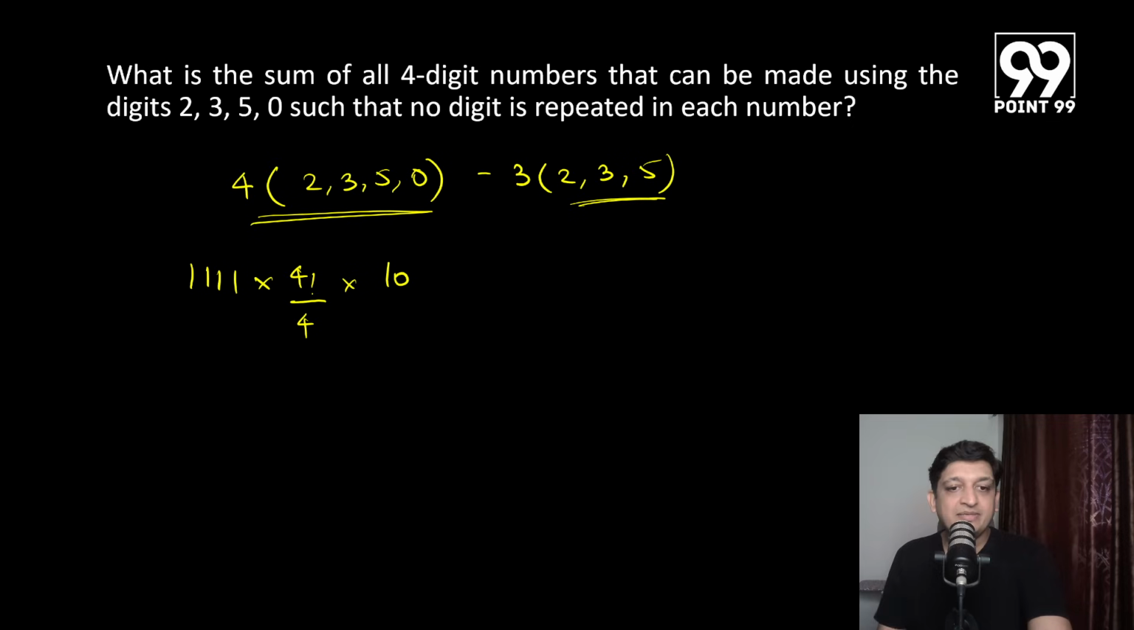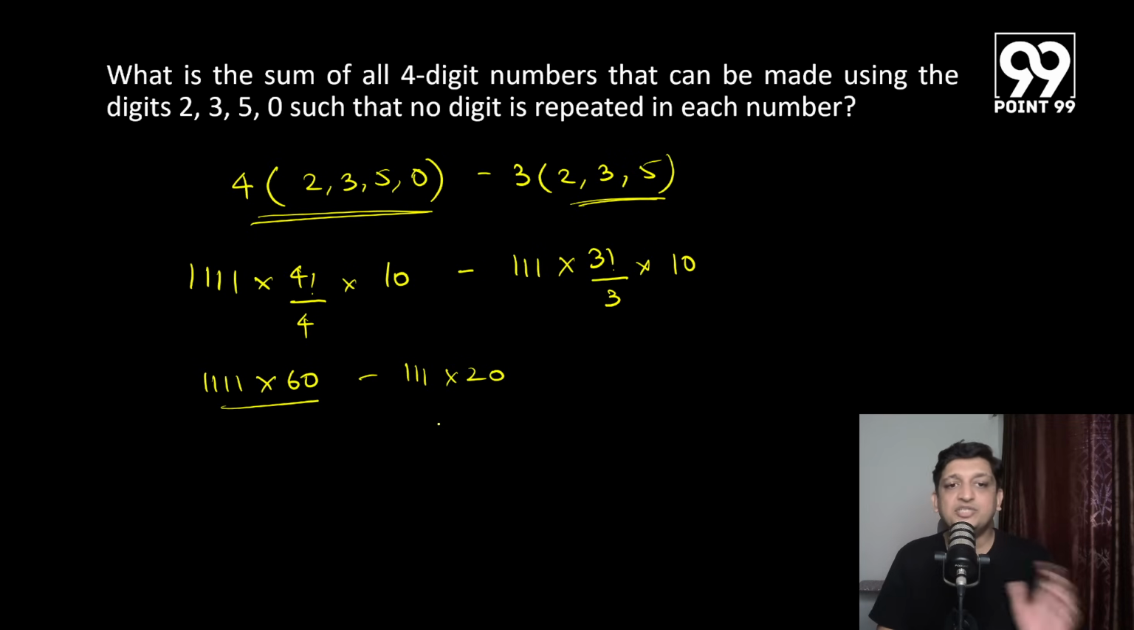And this will basically be the first part that we are getting. So we are going to get 60 into 1111. I'll just write it here, 1111 into 60. Minus 3-digit numbers I have to make. So 111 multiplied by 3 factorial divided by 3 numbers. So each one will appear 3 factorial by 3 times. Multiplied by the sum of the digits, 2 plus 3 plus 5, again will be equal to 10. So in this case, you are going to get minus 111 into 20. And that should give you the answer.